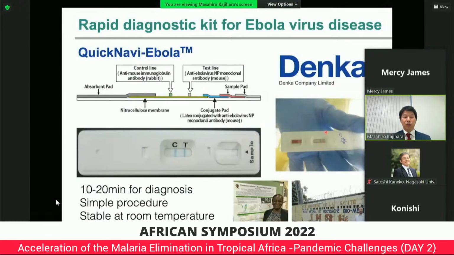So finally, I'd like to introduce our established rapid diagnostic kit for Ebola virus disease. This kit was made in collaboration with the pharmaceutical companies Denka Seiken, and the UNZA School of Veterinary Medicine and INRB in DR Congo, and us. This device can diagnose Ebola virus disease in 10 to 20 minutes, the procedure is very simple, and it is stable at room temperature for at least a couple of years.